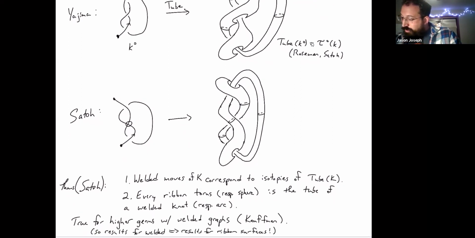But there are some interesting relationships with properties of welded knots being reflected in the ribbon surfaces. So there is some really cool stuff out there.